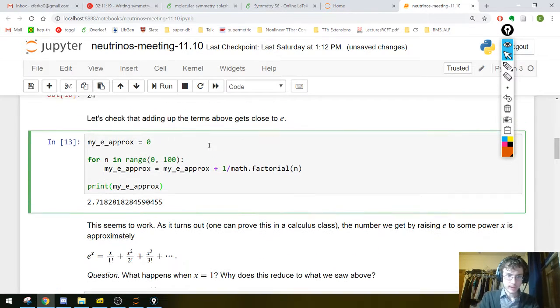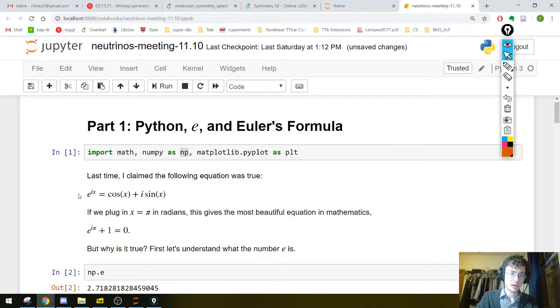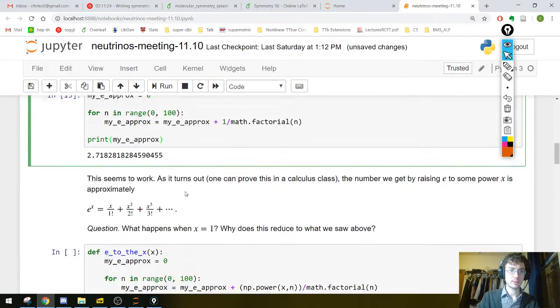Okay, so now you say, Christian, why are you telling me this? I thought we were trying to raise e to a complex number. You're just adding up 1 over factorials.